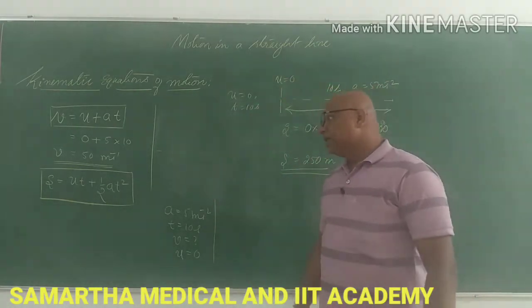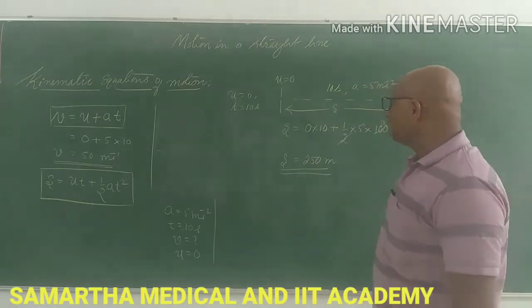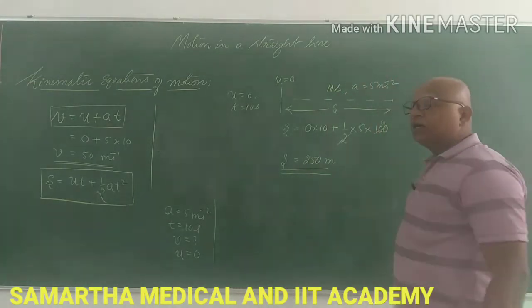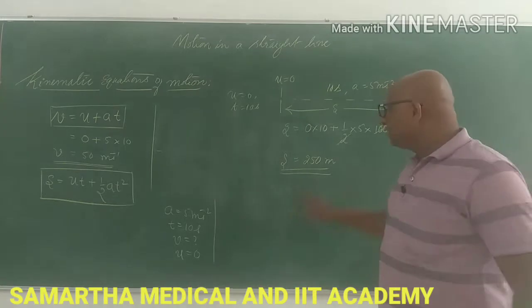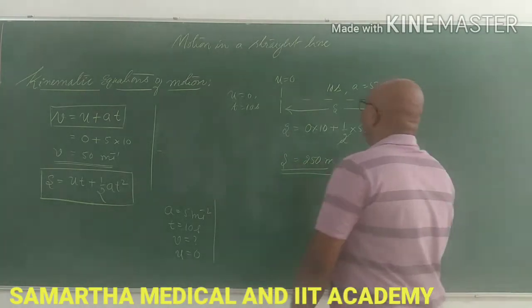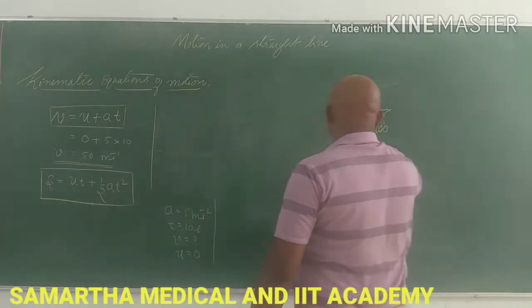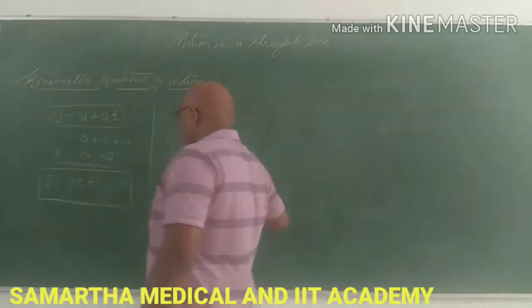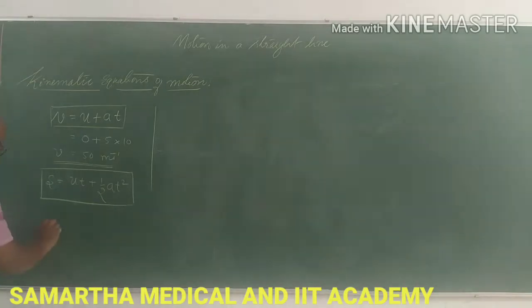From the formula s is equal to ut plus half at square, you can calculate the displacement covered in time t if you know the acceleration of the particle. And next we will see another equation, the last equation, that is v square is equal to u square plus 2as. The symbols have usual meanings. Means v is the final velocity, u is the initial velocity, a is the acceleration, s is the displacement.